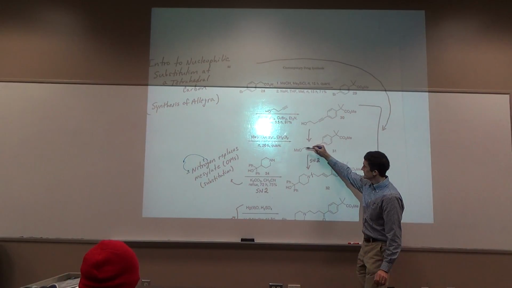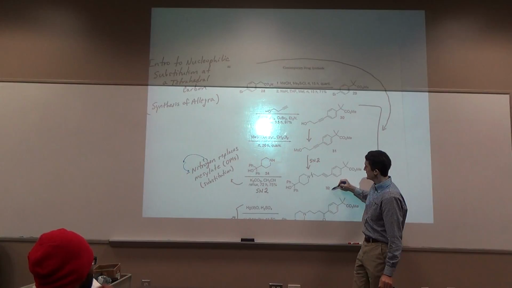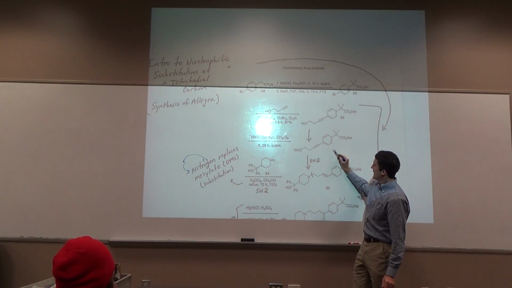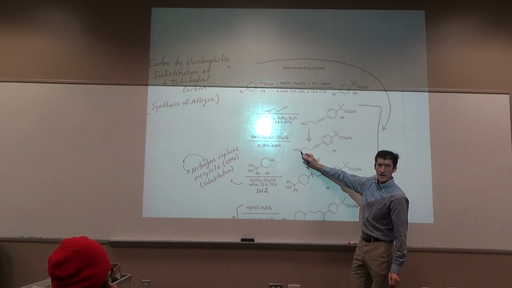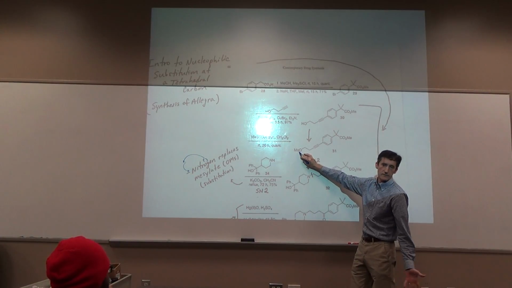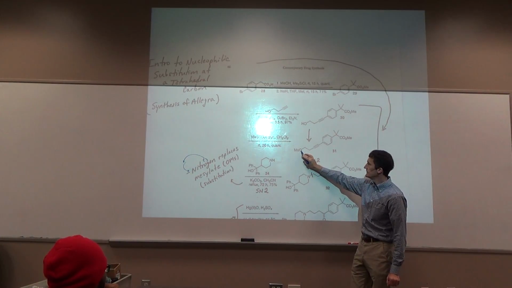What are they doing here? They're going from 31 to 32. They have a carbon with a leaving group. Now it's not an O-tosyl, it's a mesylate. I told you that's a variation of a tosylate. So they have a leaving group.